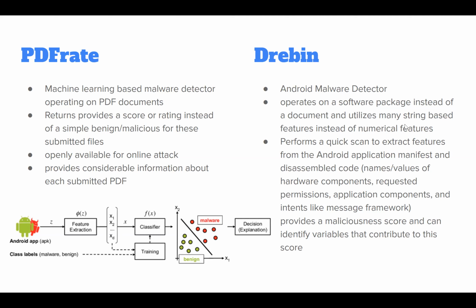Drebin, on the other hand, is an Android malware detector, which operates on software packages instead of documents, and utilizes many string-based features instead of numerical features. It performs a quick scan to extract features from the Android application and disassemble code, like names and values of hardware and components. It provides a maliciousness score and can identify variables that contribute to the score.